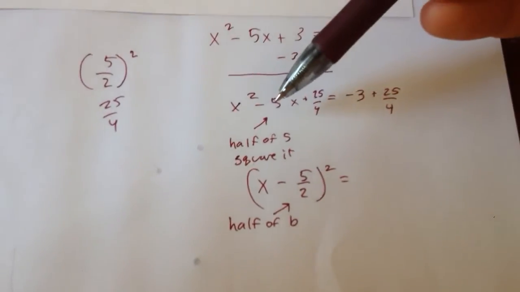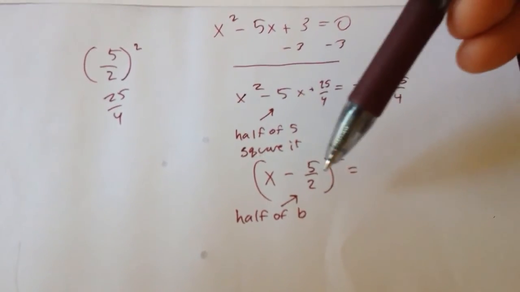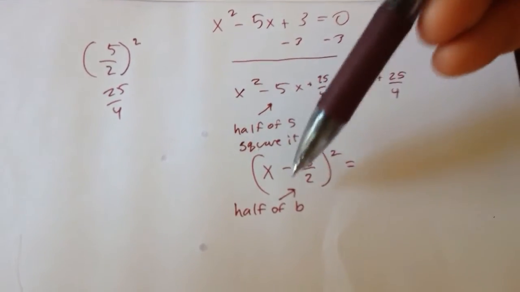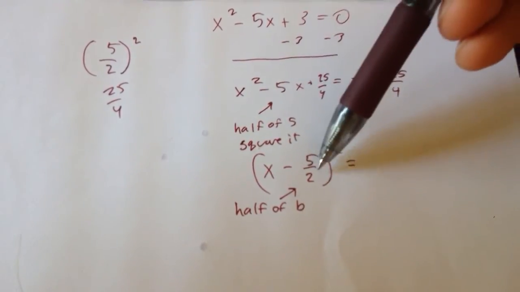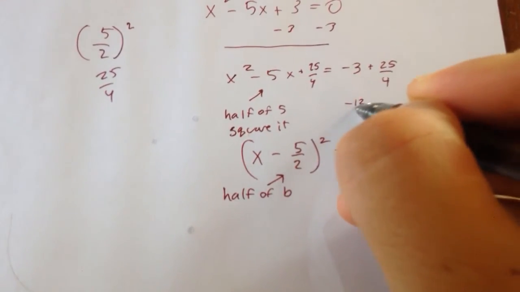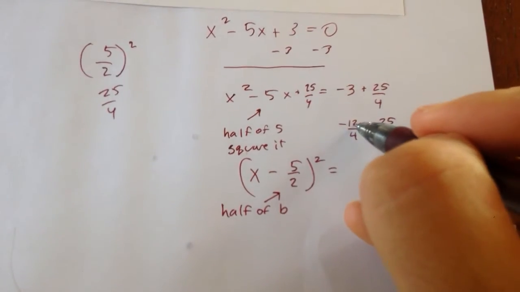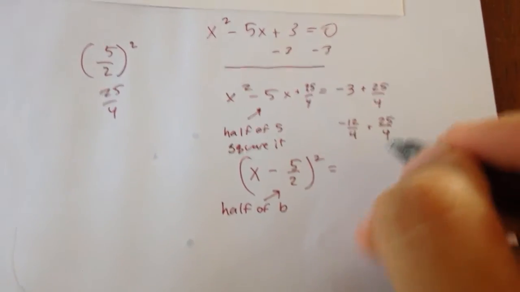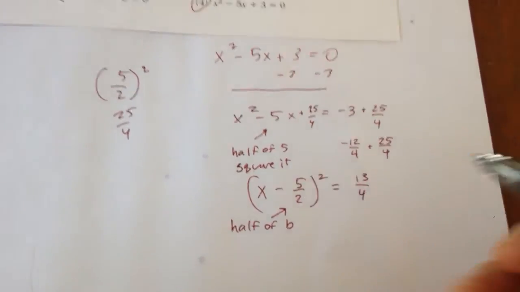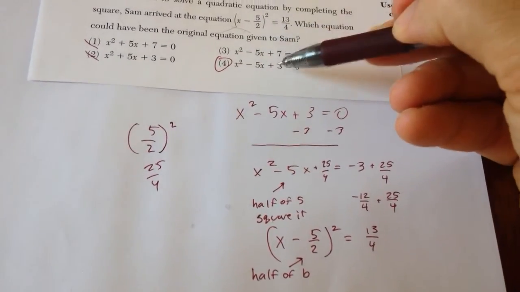In general, you're always taking half of b and squaring it. In this case, our b was 5. Well, when you're writing your square like this, the half of b will always go there. To get like denominators here, I do negative 12 over 4. And because negative 12 divided by 4 is negative 3, I get 13 fourths, which matches my original question. Choice 4.